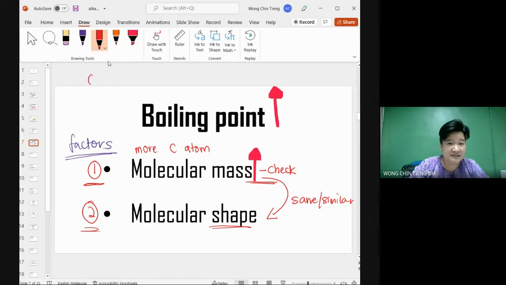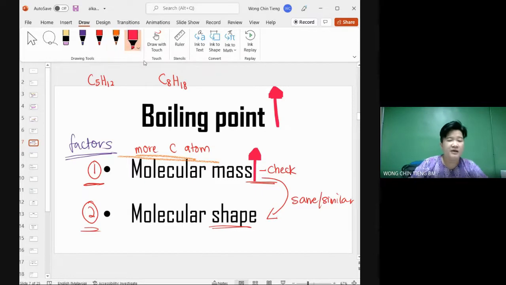Saya rasa sangat jelas kalau saya ada C5H12 dengan saya ada C8H18. Which one has higher molar mass? C8. Betul? So, what I mean by the higher molecular mass also means more carbon atoms. Higher carbon atoms, higher boiling point. Itu conclusion itu tak habis lagi.